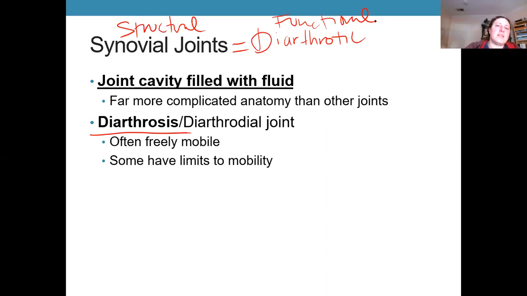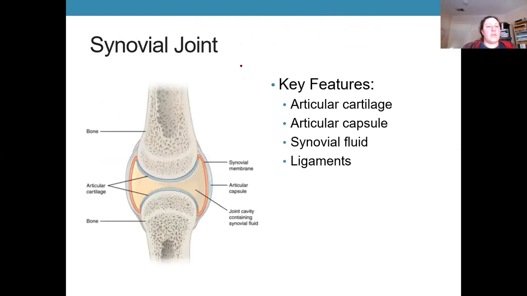The thing that makes it unique is that there's a fluid-filled cavity between the bone ends. So we're going to look at the basic components of that, and then we're going to look at the types of movement that are possible because of it. All right, so here is a classic synovial joint. So we have one bone end here, we have another bone end here. Now there is hyaline cartilage coating the end of the bone where it is inside of the joint space. So we also call that articular cartilage. And it's always hyaline cartilage.